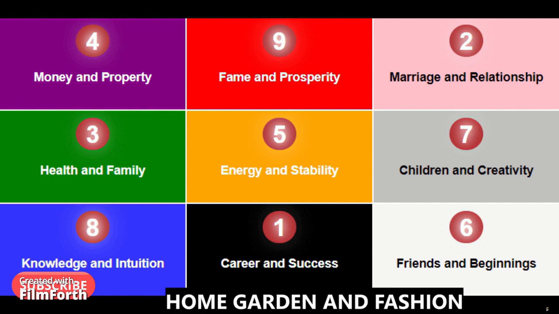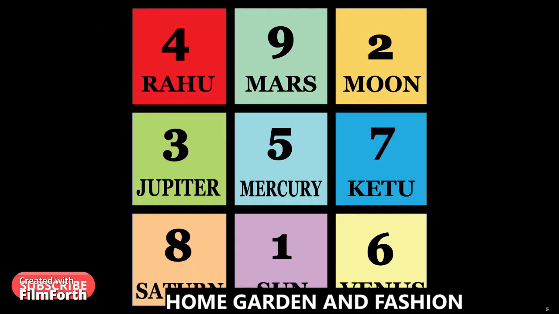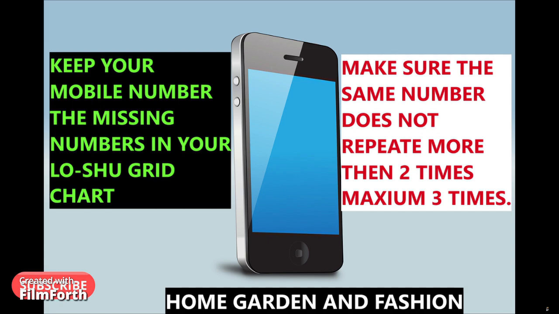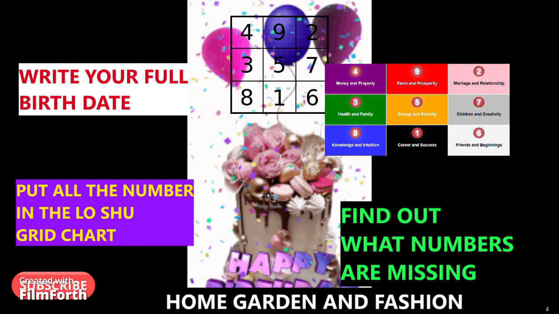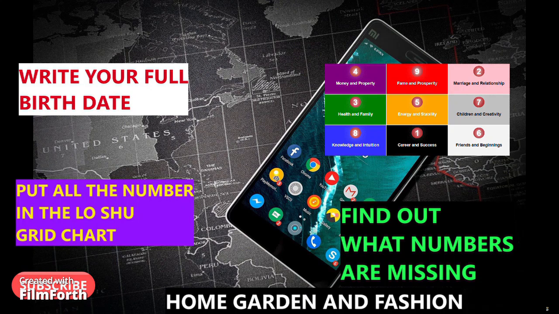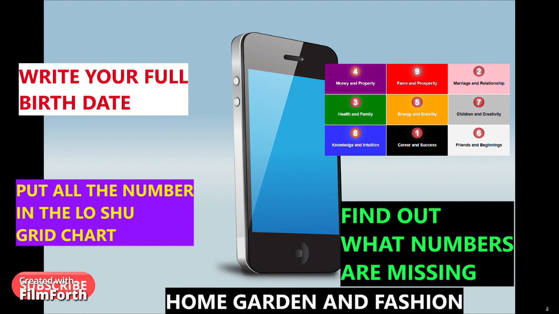9, we have center 5, and then we have a 7, and we have 3, and we have 2. So all the way in the top you're going to put 4, 9, 2, then comes 3, 5, 7, then comes 8, 1, 6. So this is the basic chart, and I have already included the pictures of the chart.